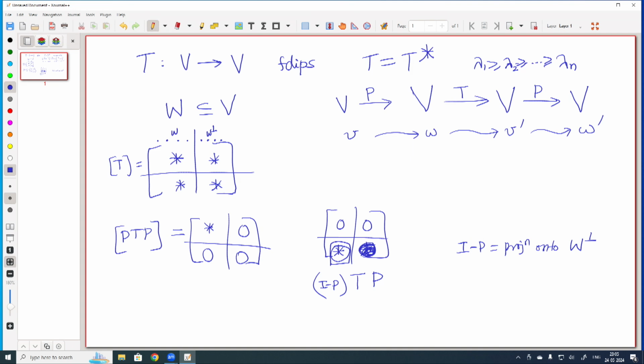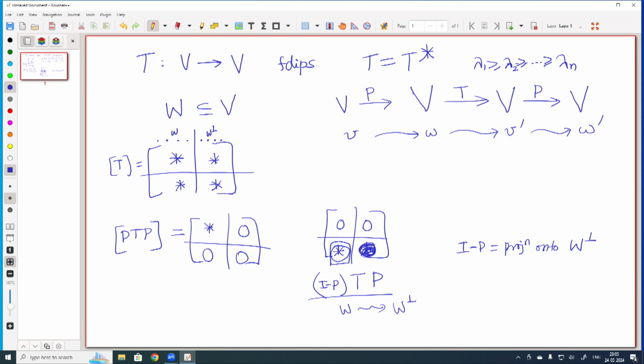But this operator will have the property that it will map W to W perp in some sense. It takes things in W and sends them to some elements of W perp. Instead we are looking at operators on a subspace, things which will map W to W again. Is that okay? Thank you, sir. Okay.